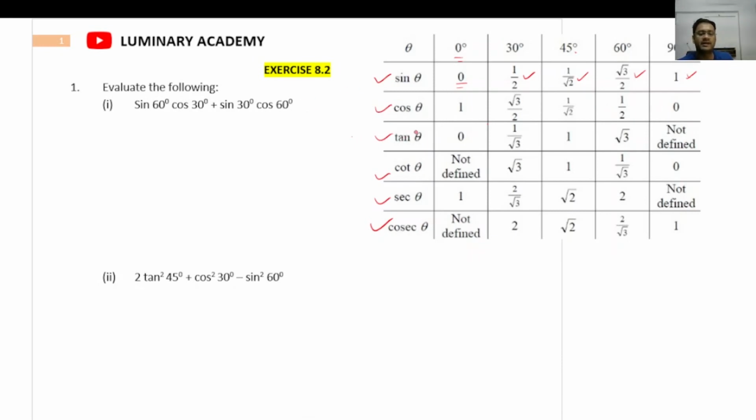Now tan is basically a ratio of sine upon cos. So sine upon cos, that means 0 upon 1 is equal to 0. So 1 by 2 and root 3 by 2. So 1 by 2 upon root 3 by 2.